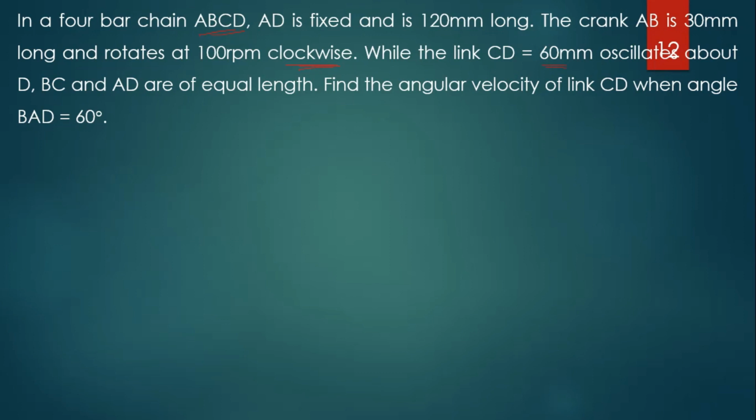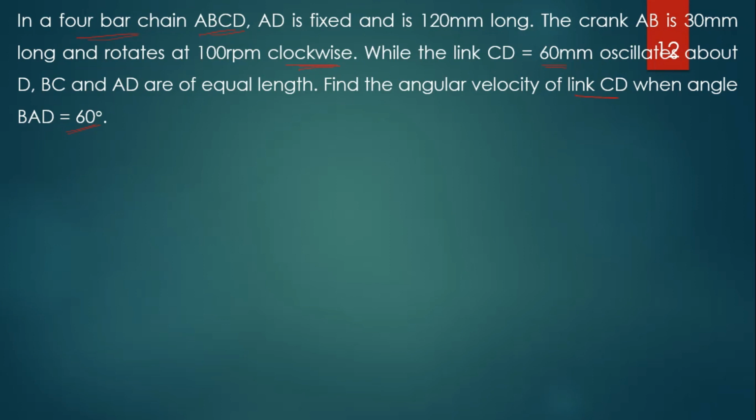So, BC and AD are of equal length. Find the angular velocity of link CD when the angle BAD is equal to 60 degrees, right. So, this is the problem. It is a 4-bar mechanism given in the problem. So, 4 bars are there. AD is fixed, right.